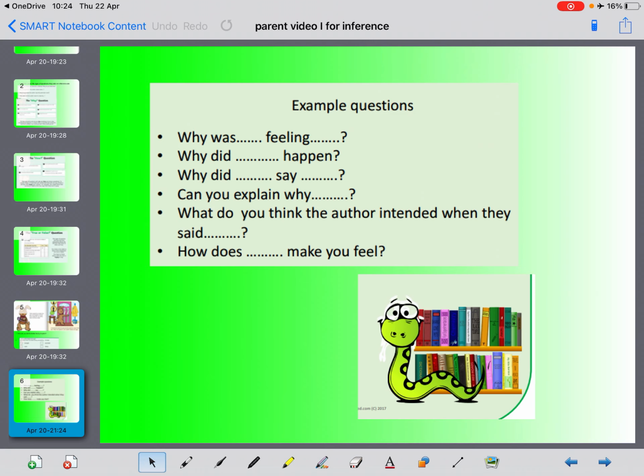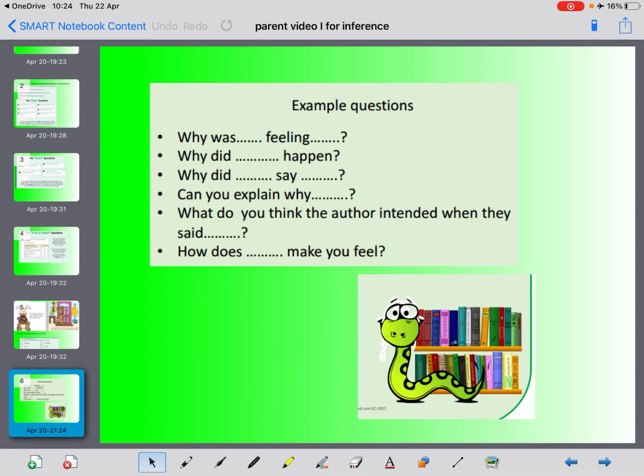So, to summarise, example questions would be: why was the girl feeling sad? Why did the explosion happen? Why did the boy say, "Please go away"? Can you explain why the girl was crying? What do you think the author intended when they said, and how does the story ending make you feel?